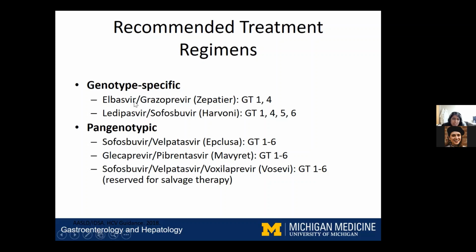Genotype-specific regimens include elbasvir/grazoprevir, which are really aimed at genotypes 1 and 4, or ledipasvir and sofosbuvir, which really work best for genotypes 1, 4, 5, and 6. So you can see there's a gap for patients who are genotype 2 and 3 with these genotype-specific regimens.